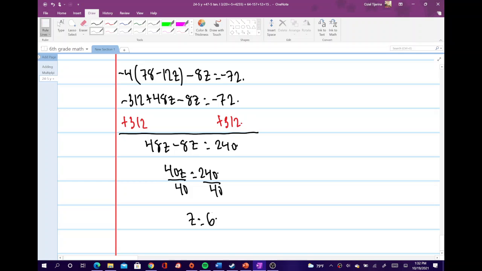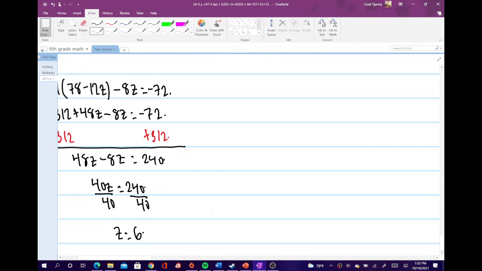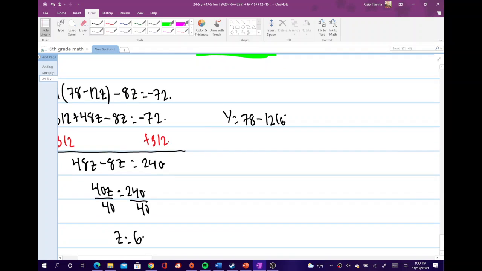Now once you have solved for one of the variables, everything becomes easier. We already have y equals 78 minus 12z. So y is going to be equal to 78 minus 12 times 6. So we have 78 minus 72 is equal to y. So y equals 78 minus 72, that's going to be 6. Y equals 6.